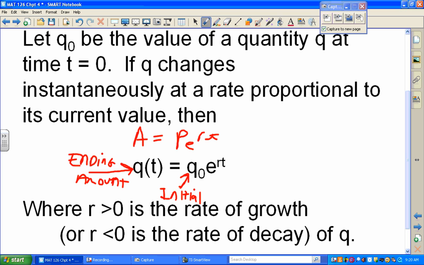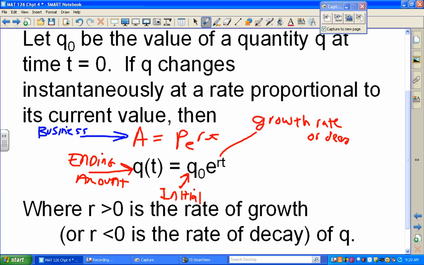Initial amount. E is a number, correct? R is the growth rate or decay rate. And this is the difference between the two equations. A equals Pe to the rt is a business model. T is always in what? Years. T is always in years. In a science model, t can be minutes, days, seconds, or years. It can change based on the problem. So in this case, t is problem specific. That is different from the business model.